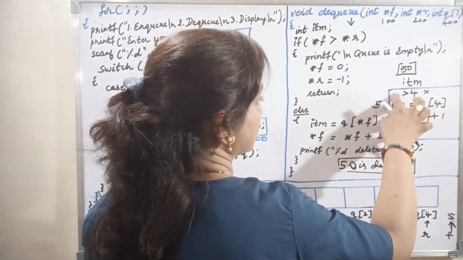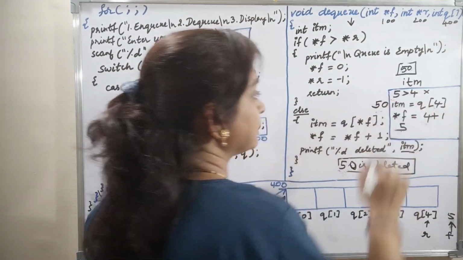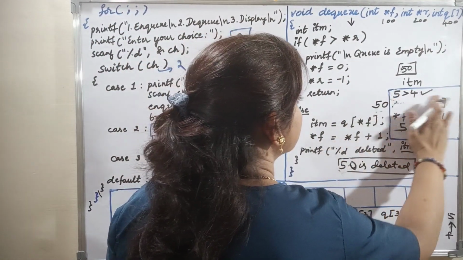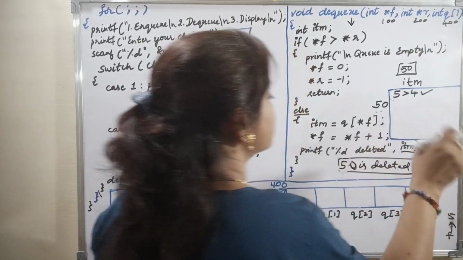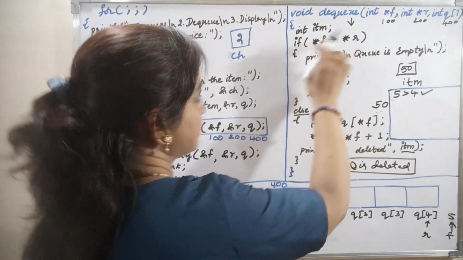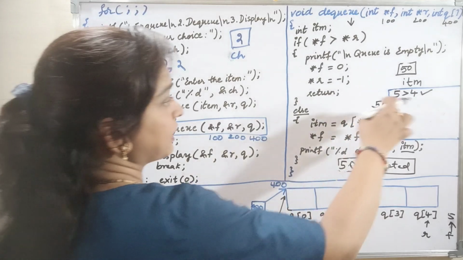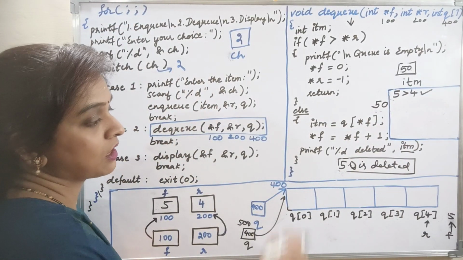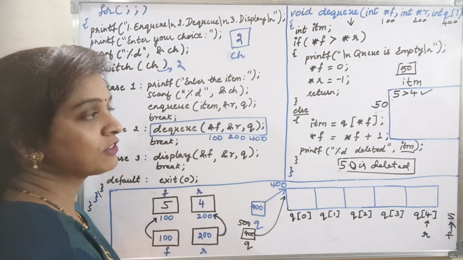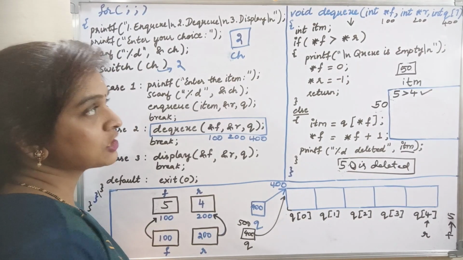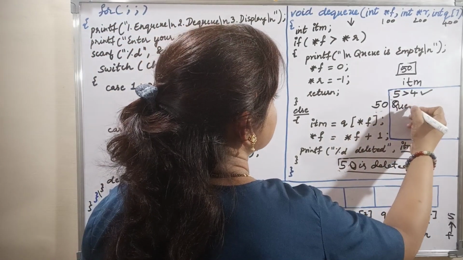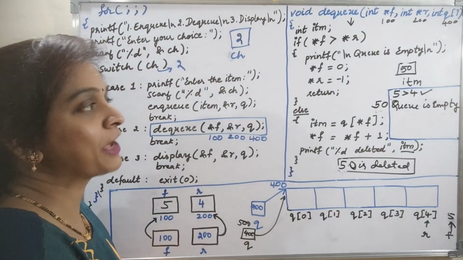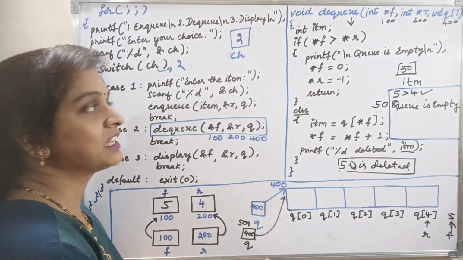Now check the condition. Is 5 greater than 4? Now the condition is true. When the condition becomes true here, pointer F is 5. 5 greater than value at the location R. So R is how much? It is 4. 5 greater than 4. Yes. Condition true. I get a message, Q is empty.